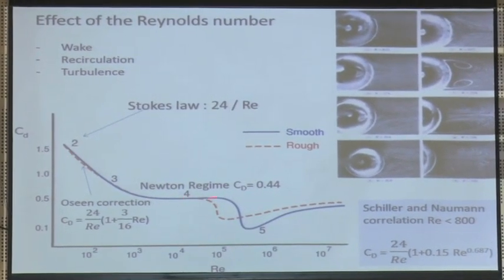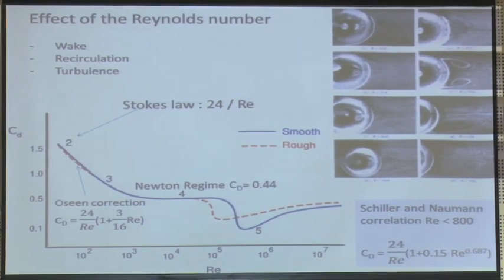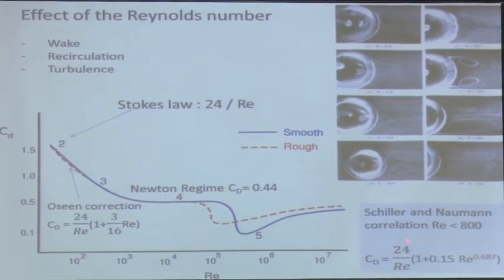Stokes below 0.1, and then you have correlations like Schiller and Naumann, but I can give you references where you can find, I don't know, thousands of correlations. And all of them are slightly different, maybe more valid between 10 and 50, between 100 and 200, so you may find many fits, but they are only correlations. There's no theoretical derivation behind. And then there is a regime for which the drag coefficient is constant.